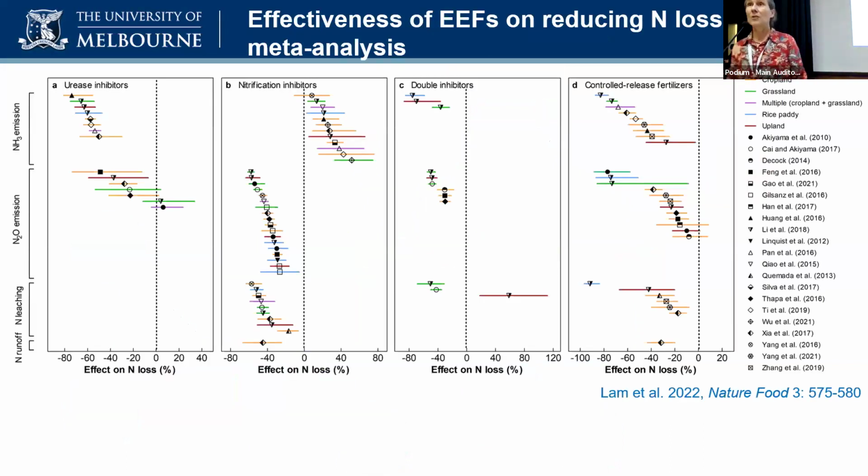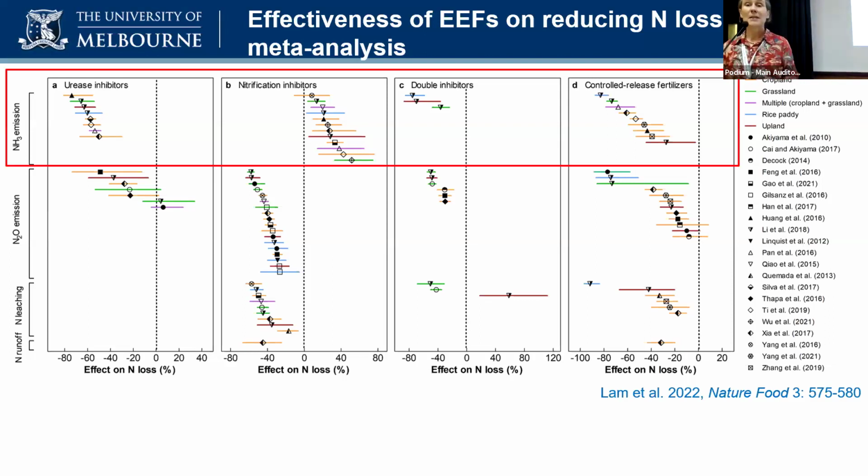So in our team, Shuki Lam has done a meta-analysis and looked at how effective these EEFs are in reducing nitrogen losses. To make it a bit clearer, the top is looking at ammonia volatilisation impact. Anything to the left of the line, a negative, indicates a positive effect on the emissions. So urease inhibitors have a positive effect on ammonia volatilization. They reduce that. The nitrification inhibitors don't have an effect. They actually can increase it. The double inhibitors, which is a urease and nitrification inhibitor, have an effect, and so do the controlled release fertilizers.